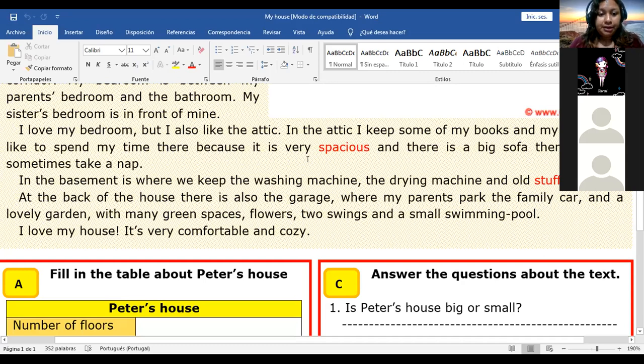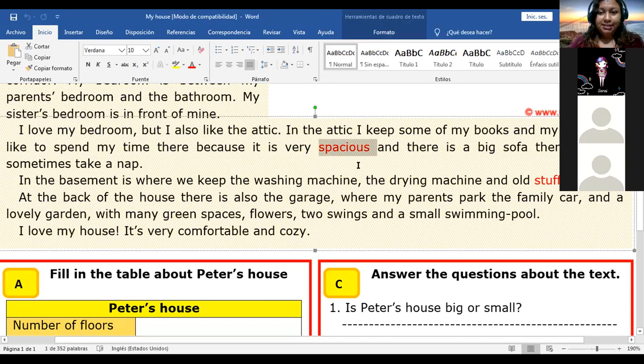Because it is very spacious. And there is a big sofa there, where I sometimes take a nap. Take a nap. Okay.